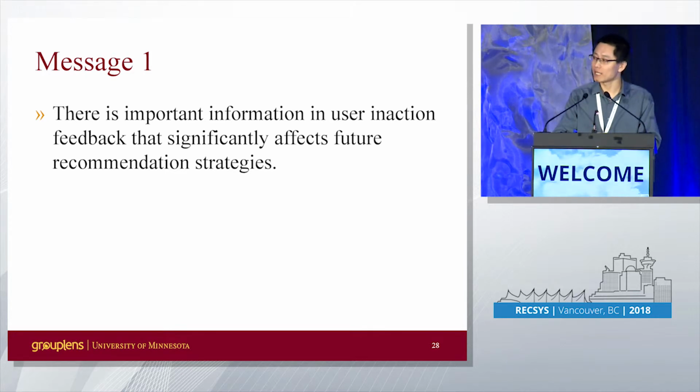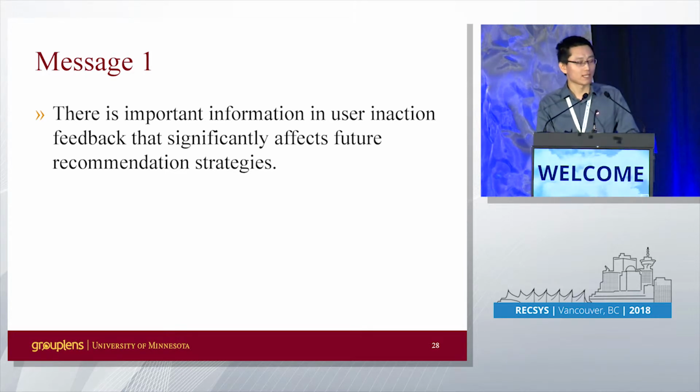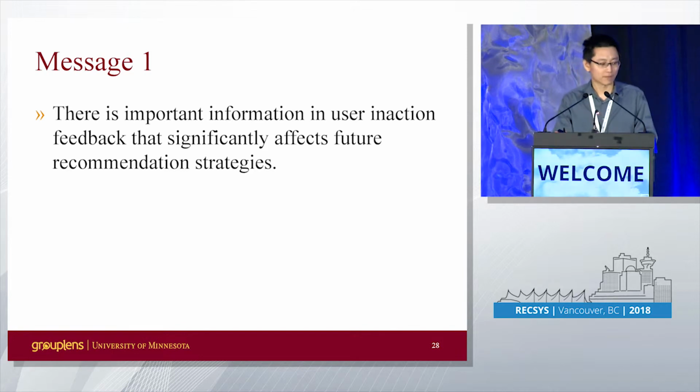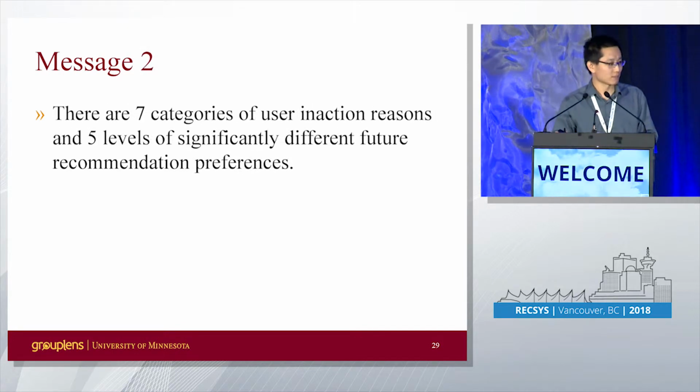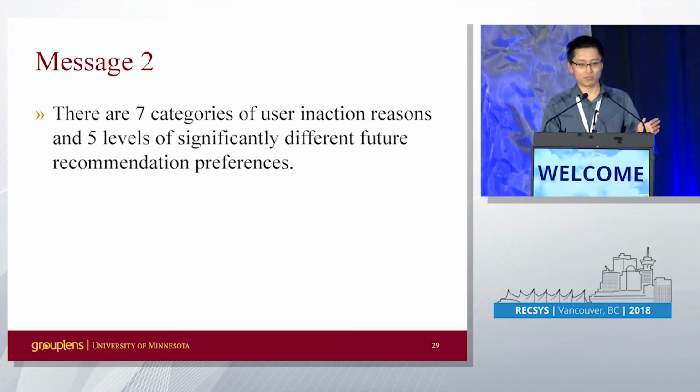Now, these are the high-level messages from this study. We found that there is important information in user inaction feedback. We want to do more research on this, and that can significantly affect our future recommendation strategies. Specifically, we have 7 categories of user inaction reasons, and 5 levels of significantly different future recommendation preferences. Remember that if it's definitely decided to watch or explore later, then definitely keep recommending, but if it's not enjoyed, then we should stop recommending.